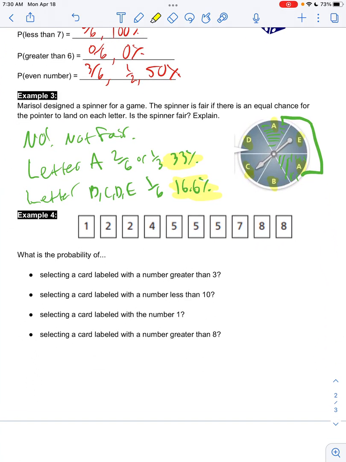And then if we take a look at the last set, looks like cards here, what is the probability of selecting a card labeled with a number greater than 3? So again, let's count up our total. You have to have the total number first. 1, 2, 3, 4, 5, 6, 7, 8, 9, 10. So 10 total cards. And numbers that are larger than 3 occur 1, 2, 3, 4, 5, 6, 7. So that's 7 out of 10, 70%.